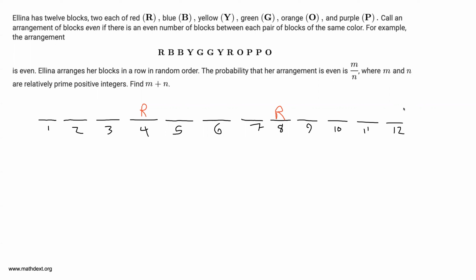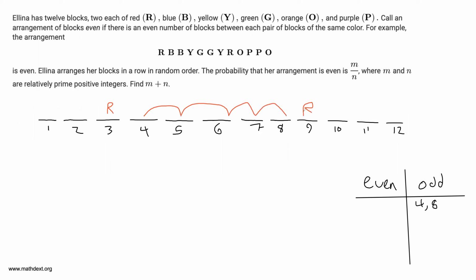So let me make a little table to illustrate what even and odd is. 4 and 8 are in the odd column. Now let's try a different example. What happens if I place my reds here? I'm just going to choose 2 random spots, 3 and 9. Well, how many blocks are between those 2 reds? 1, 2, 3, 4, 5. That's an odd number. So once again, you see that 3 and 9, you can't put the reds there.